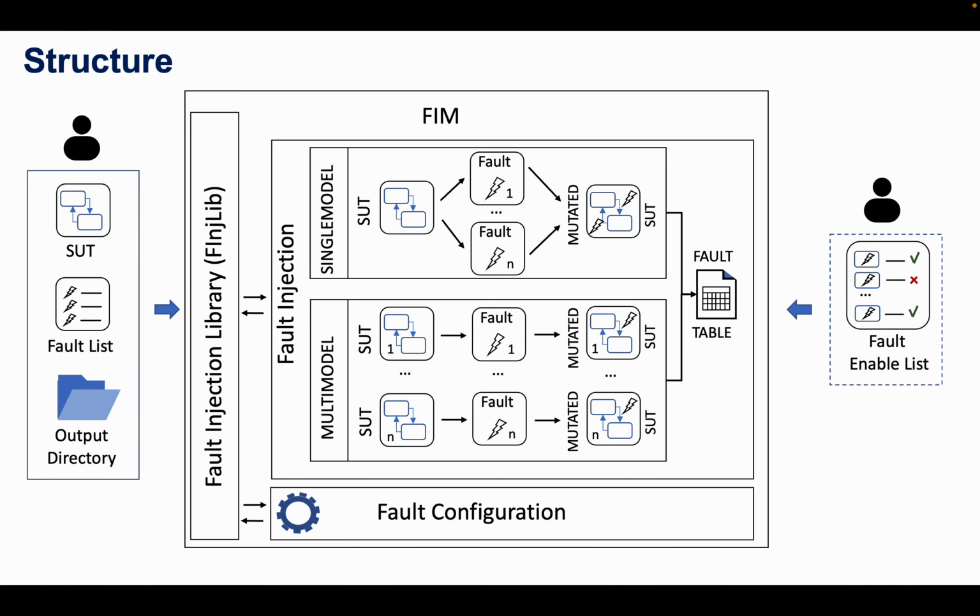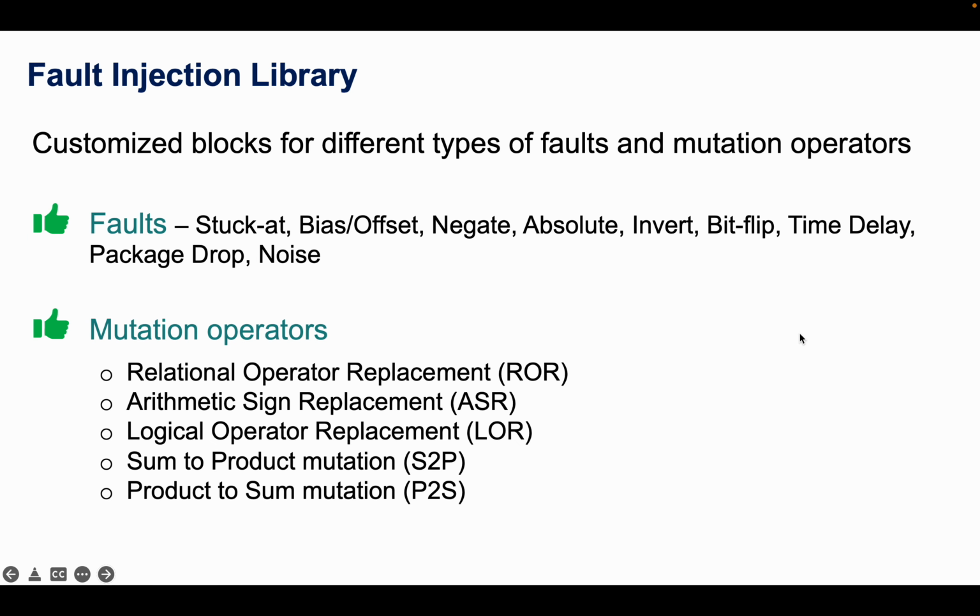After fault injection, FIM generates a fault table with a detailed description of the injected fault blocks. After injecting faults, the user can select the fault blocks to be activated and configure the fault parameters in accordance with the user-specified fault enable list. The fault injection library consists of customized blocks for different types of faults and mutation operators listed here.